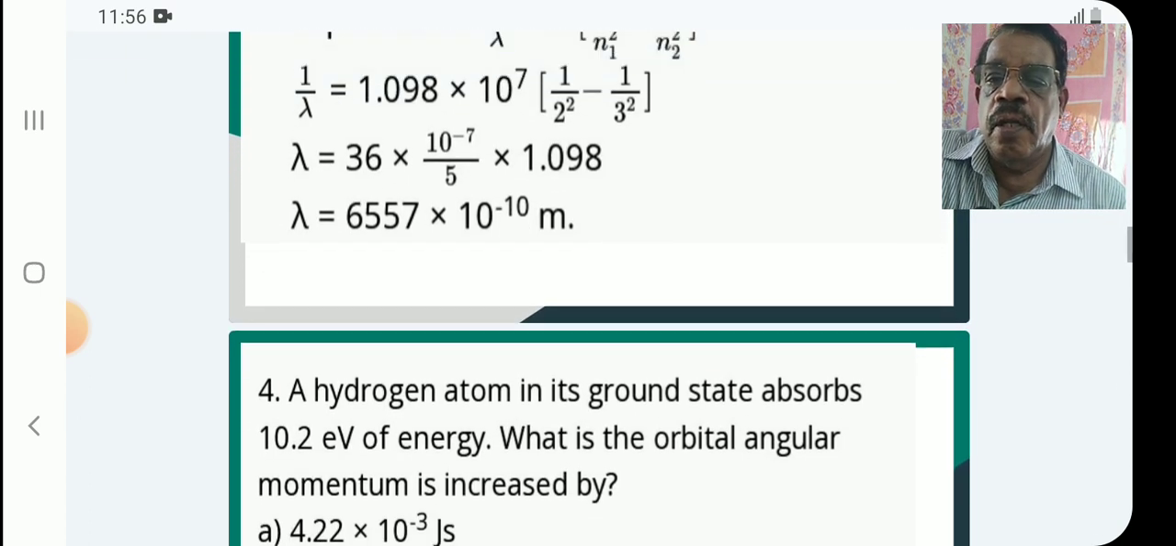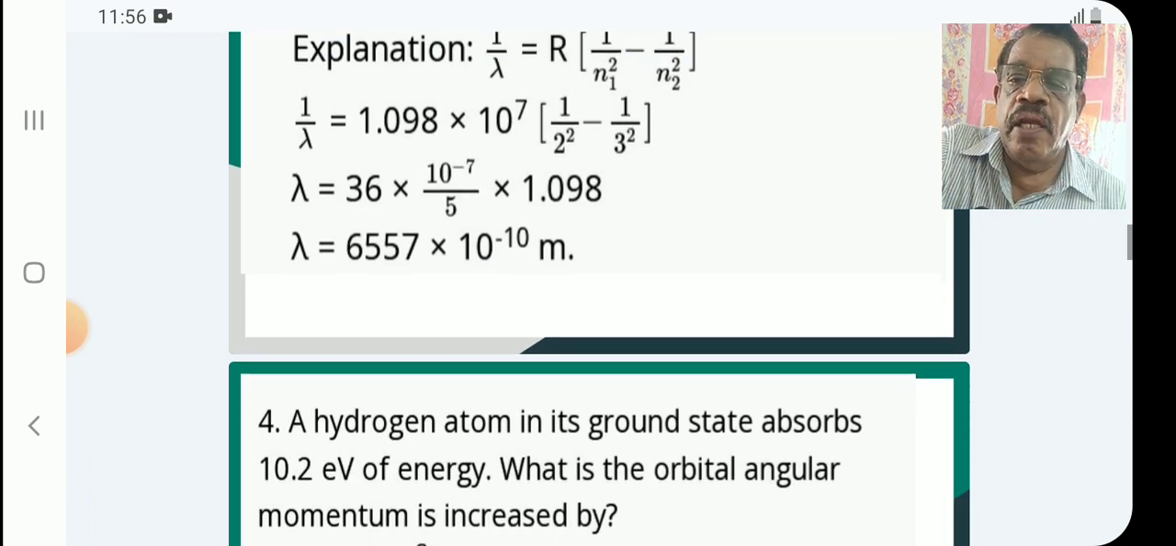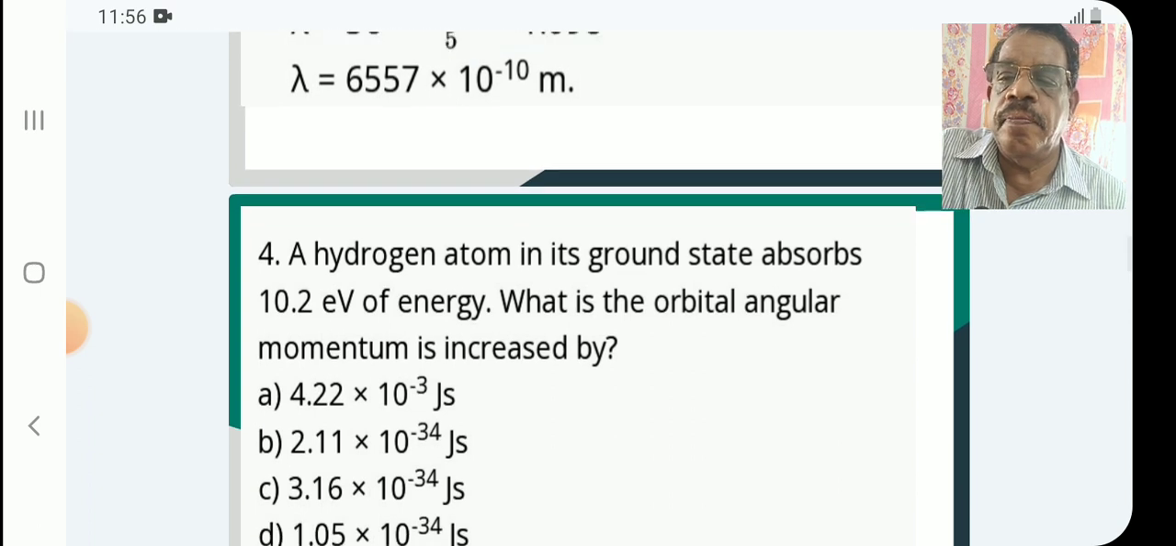Balmer series, the second prominent series in the hydrogen spectrum.